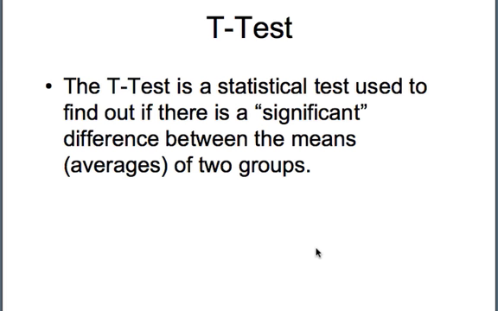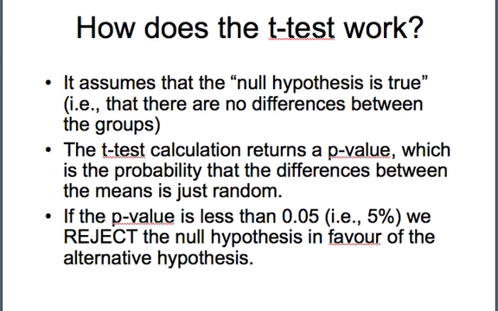Now, the t-test is used to determine whether the differences between the means that we're observing is a significant difference. In other words, are the differences between the means great enough that we can consider it to be a real effect and not just the effect of some kind of random assignment of data. And here's how it works.